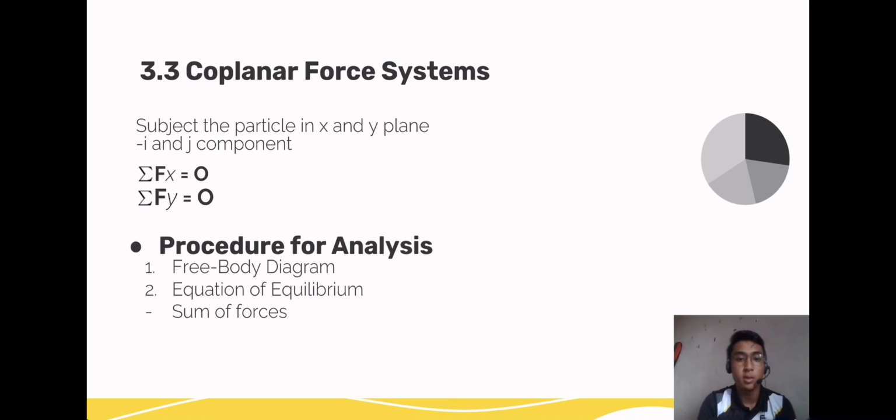Third subtopic is coplanar system. We should subject the particle into x and y plane, then resolve the forces into its components, like sum of force x and sum of force y. It is required for scalar equation. Procedure to analyze the problem are to draw the free body diagram and solve the unknown in equation of equilibrium that we have, just like the steps that I have mentioned before.